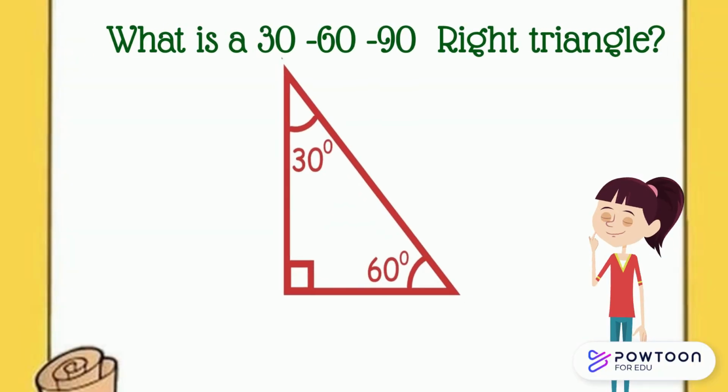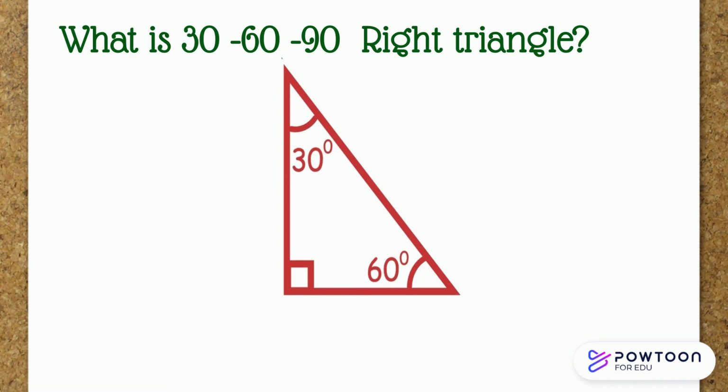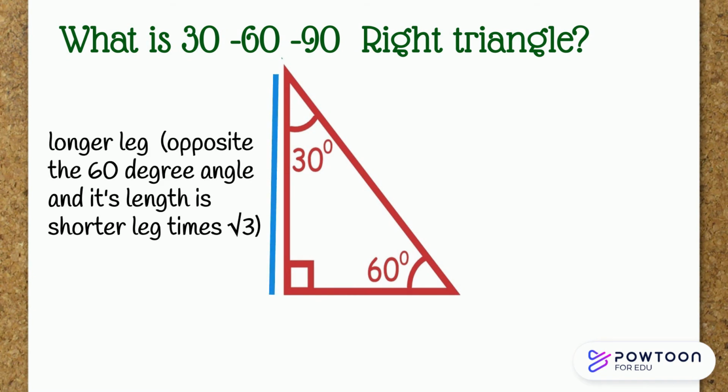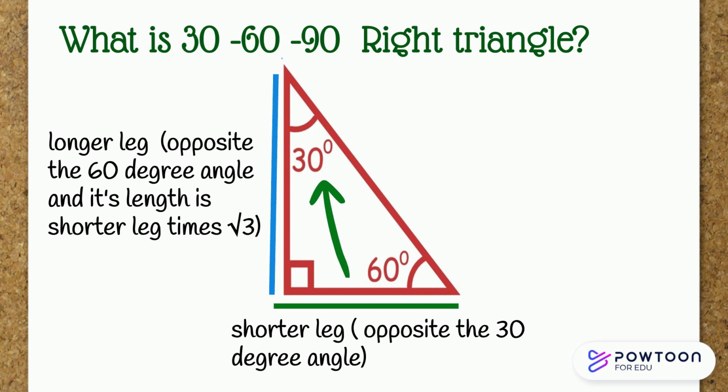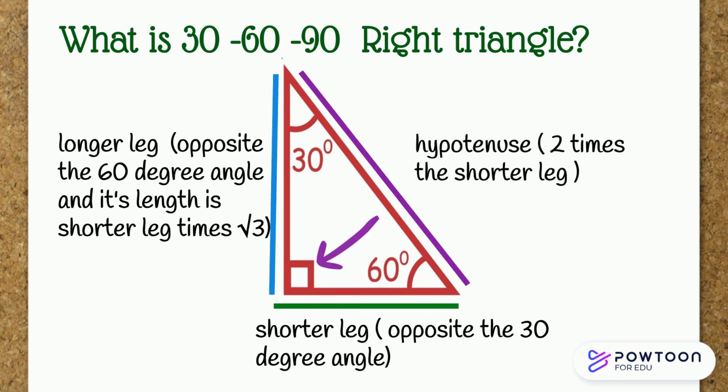Again, what is a 30-60-90 degree right triangle? In a 30-60-90 right triangle, the longer leg is the leg opposite the 60-degree angle and its length is the shorter leg times square root of 3, while the shorter leg is the leg opposite the 30-degree angle. The hypotenuse is 2 times the shorter leg.